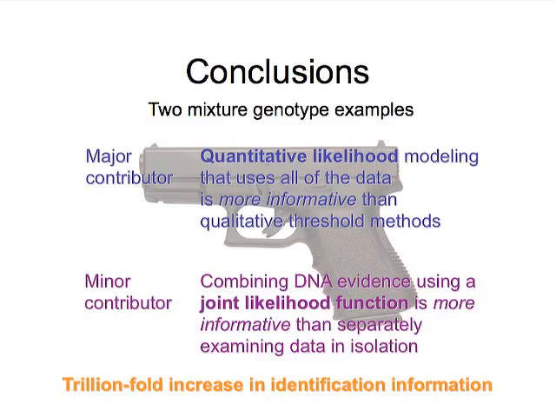How much more informative? Well, we went from, again, 10 to the 0 with human review to 10 to the 12th with a unique profile with a joint analysis. So again, about a trillion times more informative than human review. So I guess in conclusion, it's good to use all of your data, and you get more information when you do. Thank you.